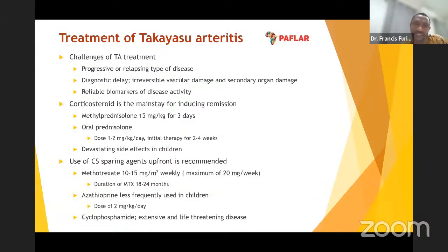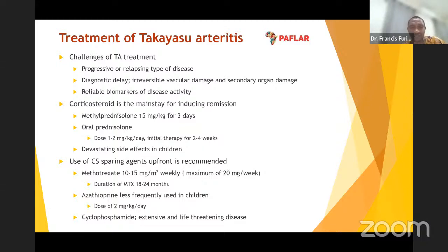And the mainstay of treatment has been corticosteroids, and some people might start with methylprednisolone, 15 milligram per kilogram for 3 days, particularly when they have severe and life-threatening disease, followed by oral steroids. And of course, using these steroids for a long time is difficult. So initial therapy of steroid will be 2 to 4 weeks.